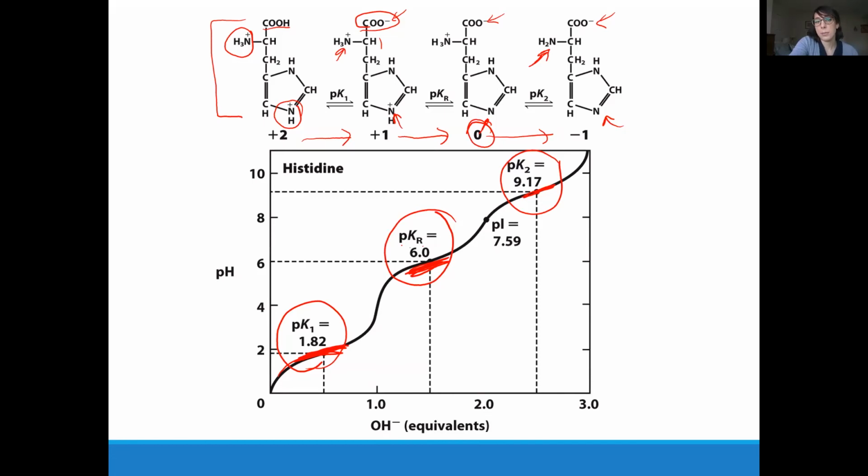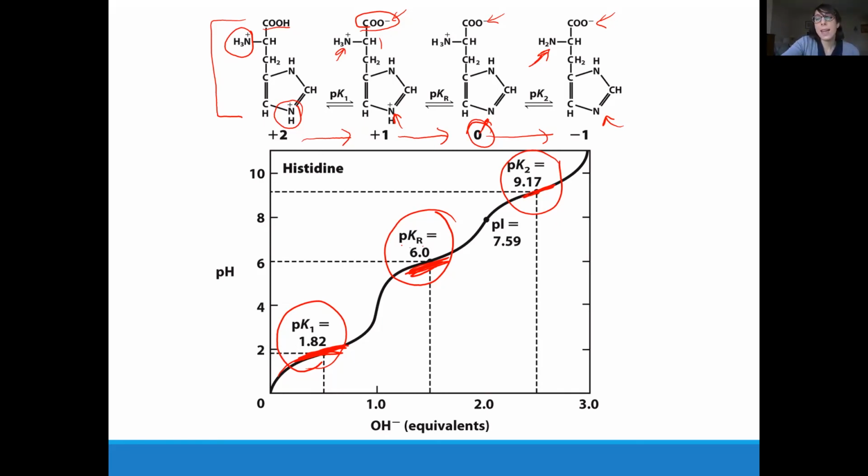This series of losing protons usually goes in this order. The carboxylic acid that is innate to the amino acid will first lose its proton. The second group to lose its proton will be the R group. And the third group to lose its proton will be the amino group that is, again, innate to the amino acid.